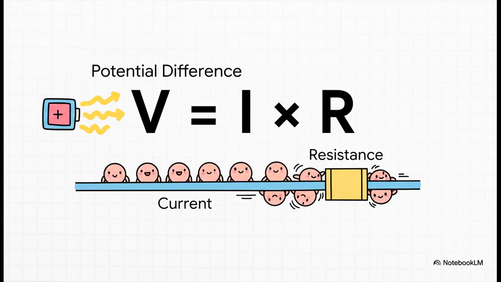And this is where it all clicks into place with this absolutely crucial equation, V equals I times R. The potential difference, that's your voltage, it's the push. The current is the flow, and resistance is the opposition trying to stop it. This little formula is the heart of this entire practical.